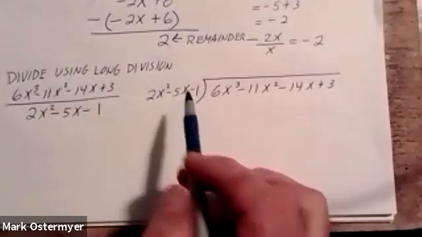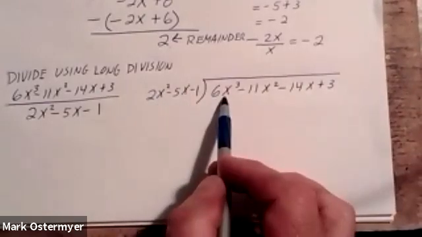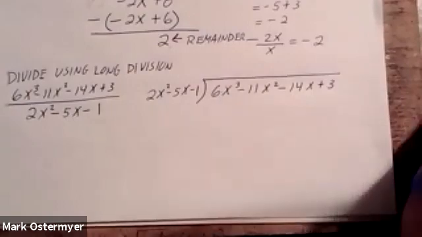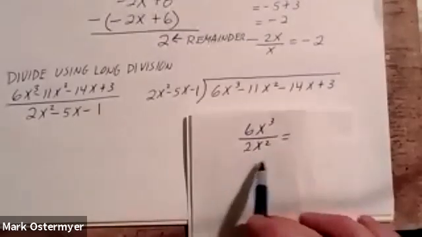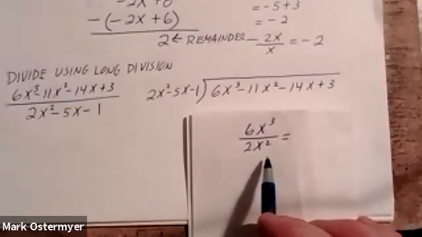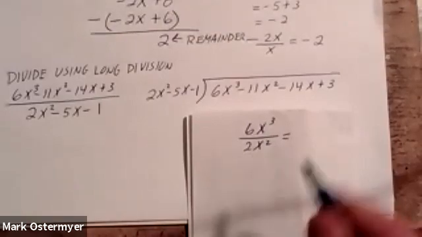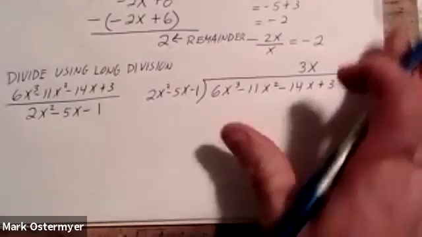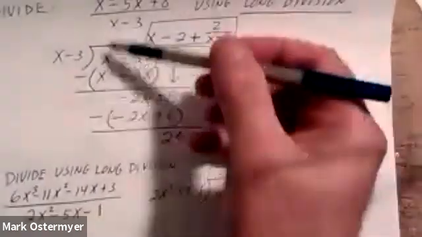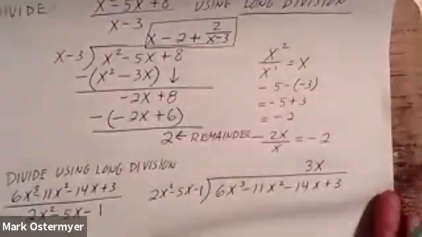Let's let the division begin. 2x squared divides into 6x cubed how many times? 3x. Notice we put the 3x way over here because we like to keep like terms lined up in columns. We always keep like terms lined up in columns. See that?